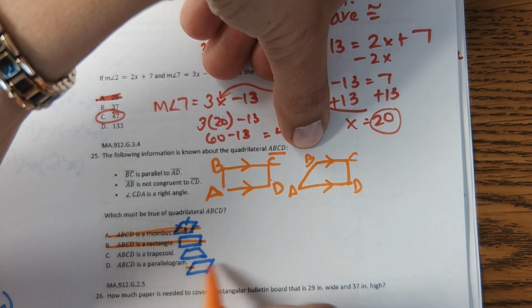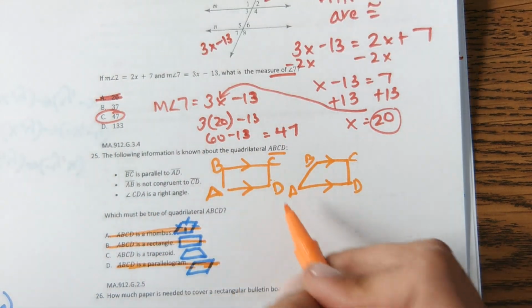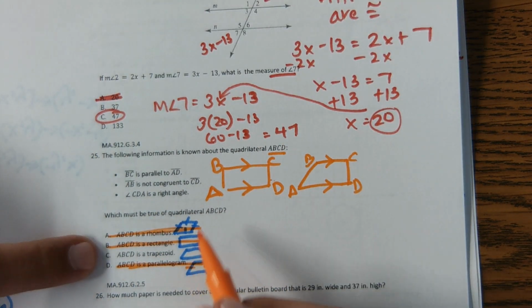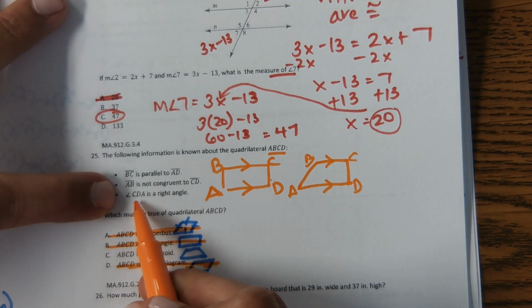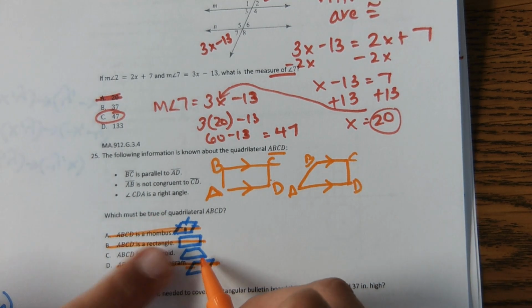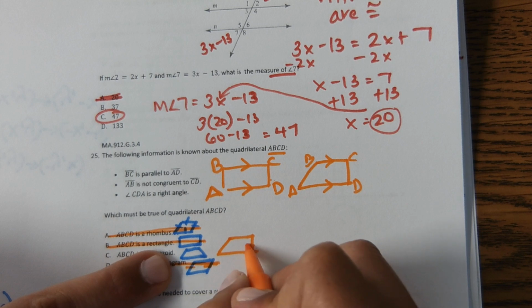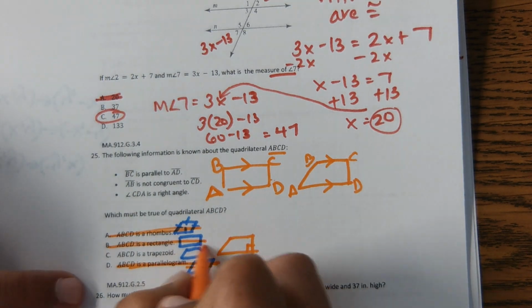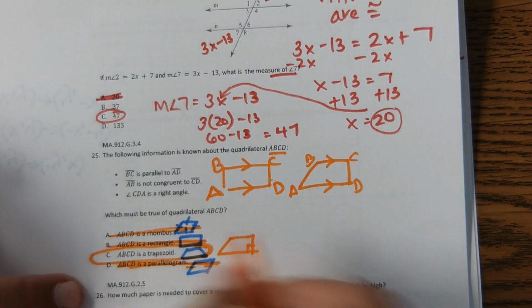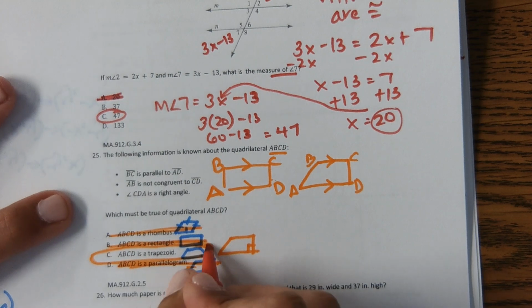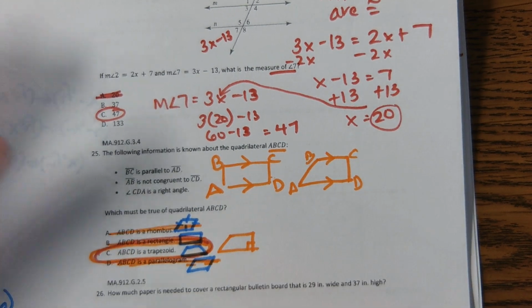And parallelogram, opposite sides are congruent, so if AB is not congruent to CD, it can't be any of those, so it has to be a trapezoid. The last thing it says is CDA is a right triangle. I didn't draw that here, but a trapezoid can look like this, and that would make CDA a right triangle. So it is C. I feel like I need another color because all the colors are blending together.